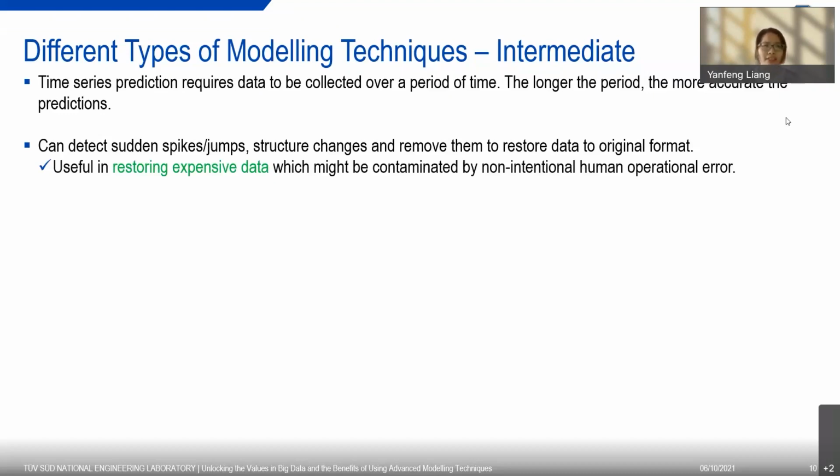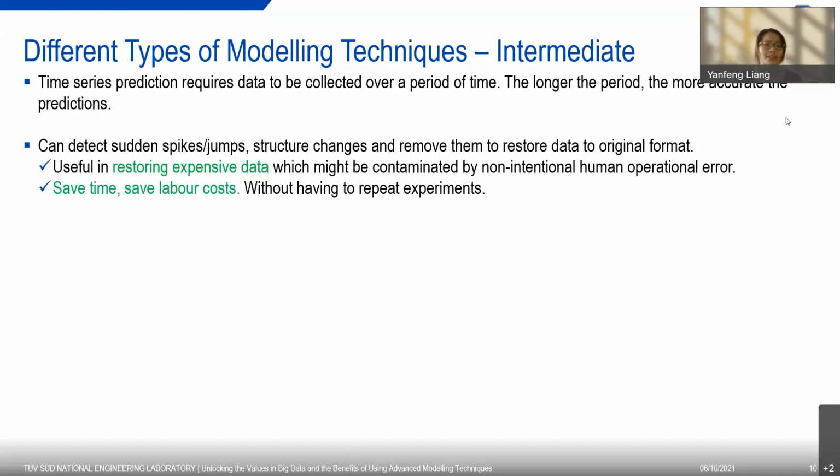For example, if you have a set of data that was gathered using very expensive equipment, it takes a long time to gather, and the experiment is extremely complex. You really don't want to repeat that experiment simply because it's contaminated by non-intentional human operational error. So this is when you can use this type of algorithm to remove those detected sudden spikes and jumps, if you're certain that they do not relate to any underlying error with the system, and you can restore the data back to its expected format so you can still use it.